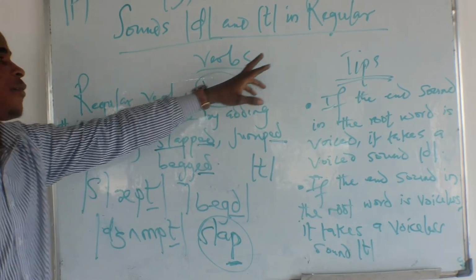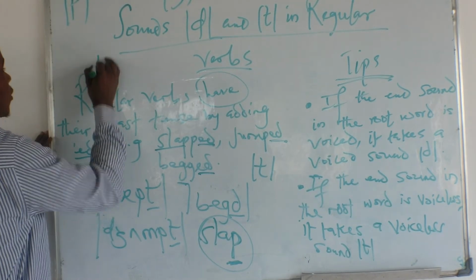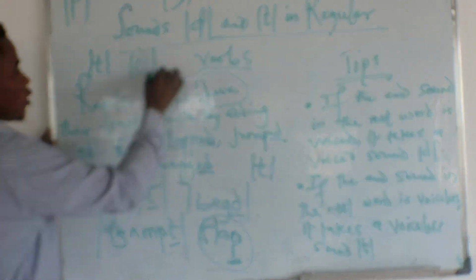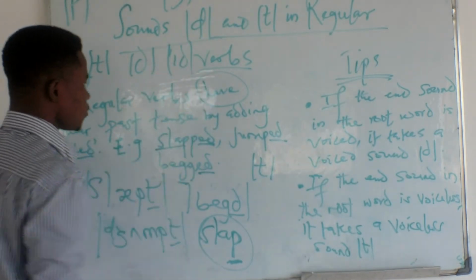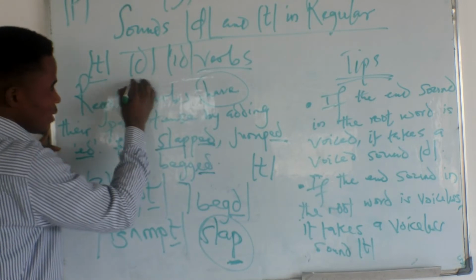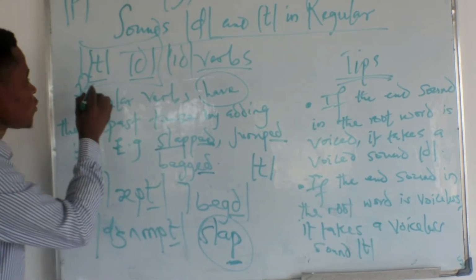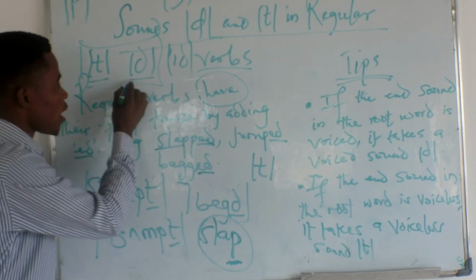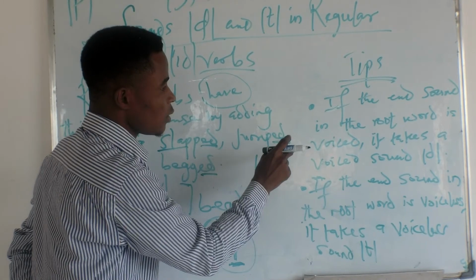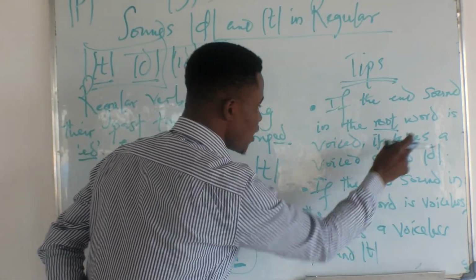Now let me quickly say this. At the end of regular verbs, you can have 3 sounds. The sound t, the sound d, and you can as well have id. For this video, we'll concentrate on t and d. So what is the rule? When are we to have the sound t? So I said the first tip, if the end sound in the root word is voiced, it takes a voiced sound d.